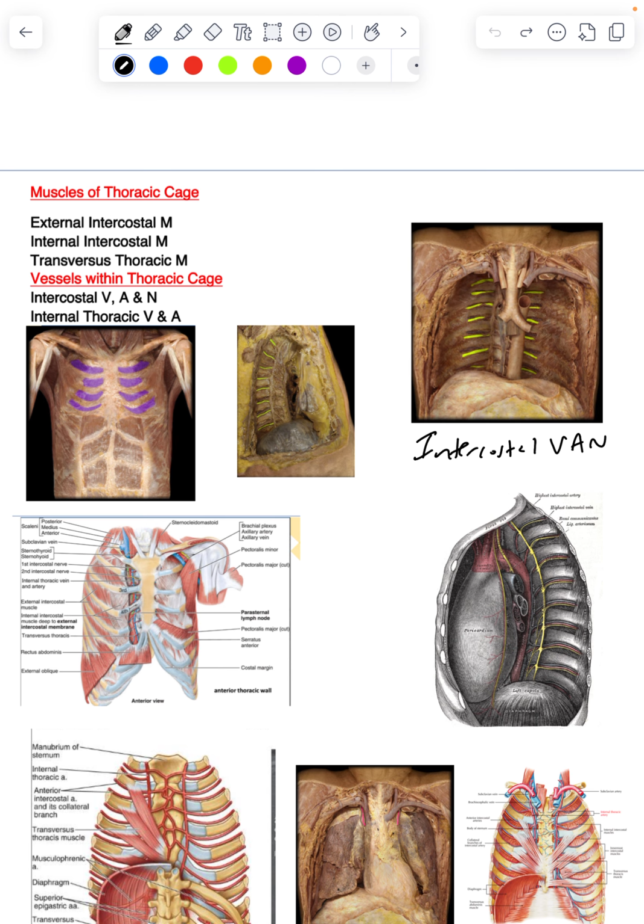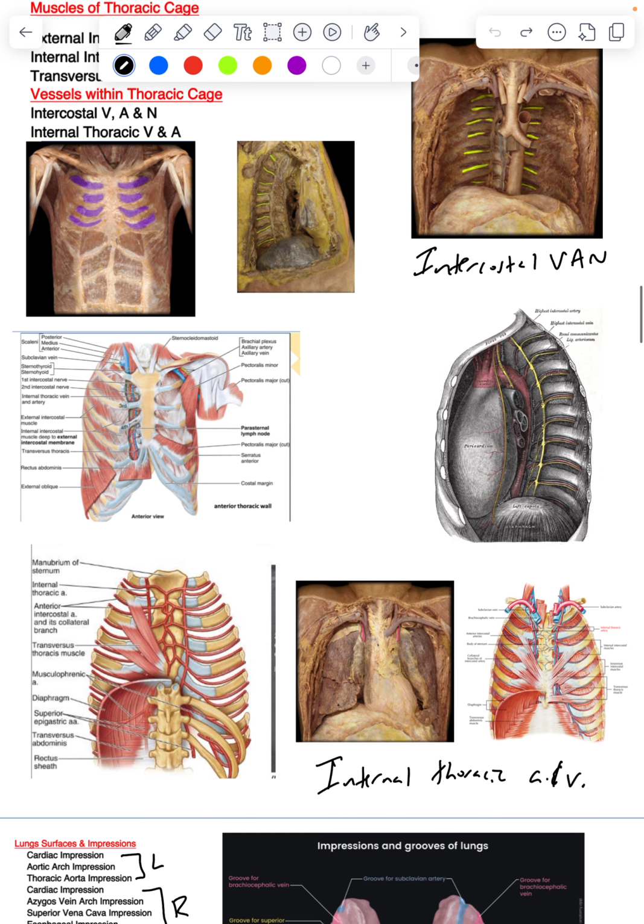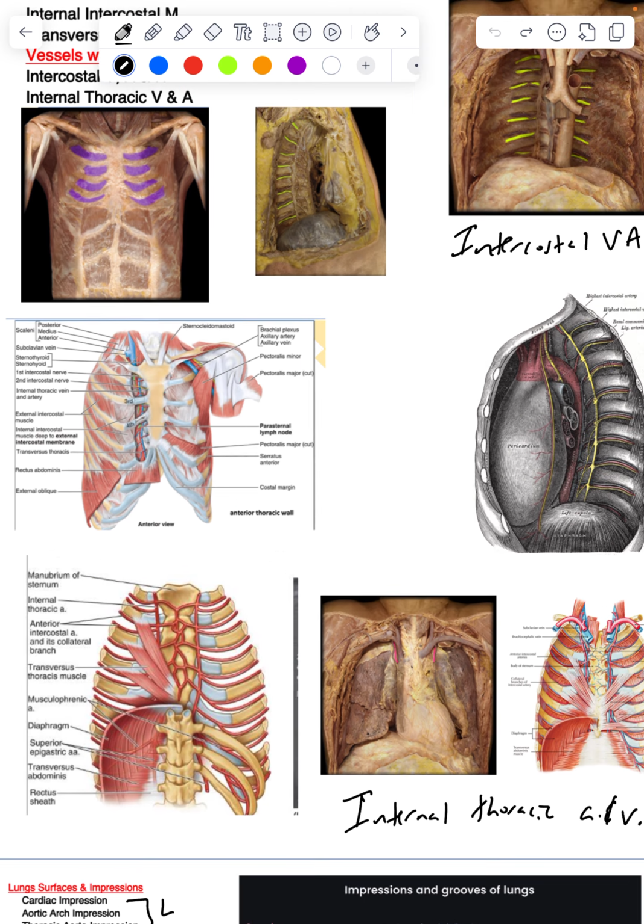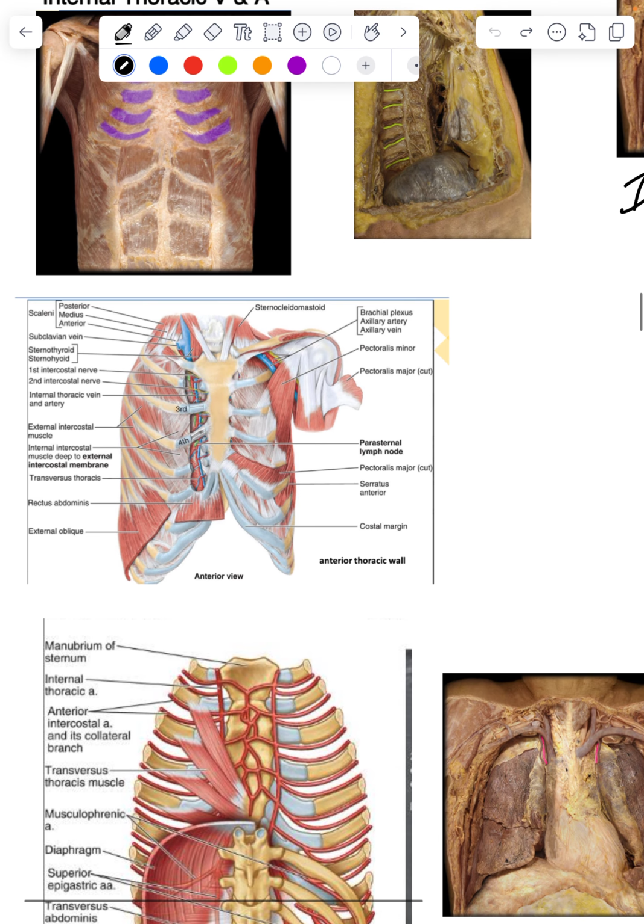So if we're identifying over here, you have external intercostal muscles going in this direction. So they're going down to the midline. Internal, on the other hand, would be going this direction. And then transversus, you can see here, is more horizontal. So that's all it is. That's the difference between those three.